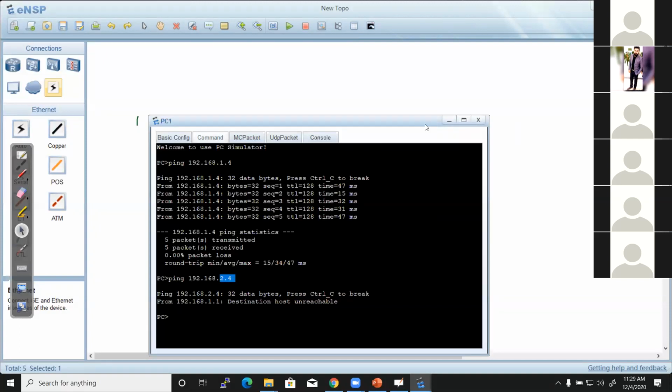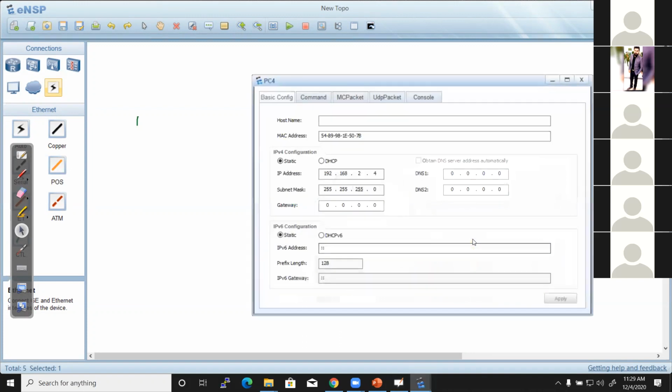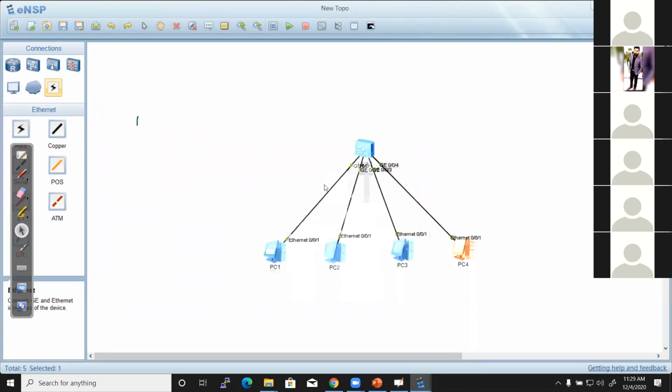So generally, if you talk about the layer 2 switches, you can communicate with each other if you are in the same network. But if you are in a different network, without doing routing, you cannot communicate with each other. All right. So again, I'm changing the network and I'm putting him into the same network.